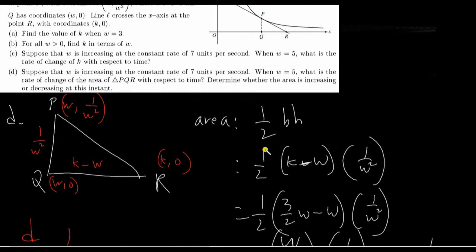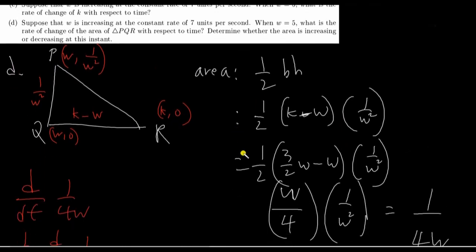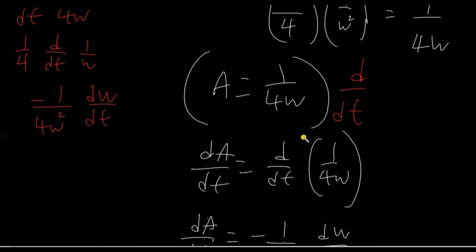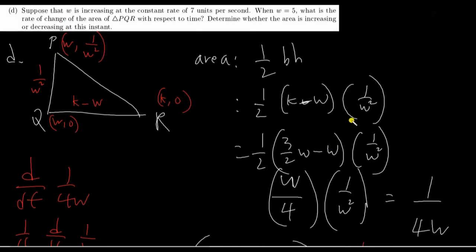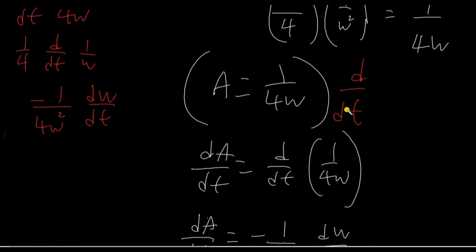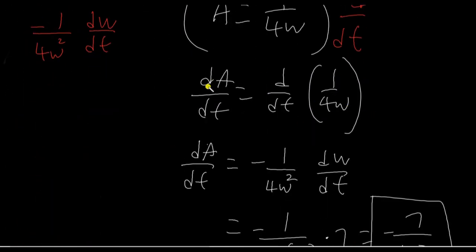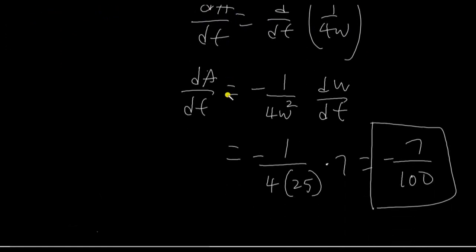Okay, and in terms of points, we'd have 1 point for this part here, where you're finding the area in terms of k's and w's and all that. You get another point for this derivative part down here. You get another point for correctly substituting in the values for w and dw/dt. And then you get a 4th point for correctly stating that the area is decreasing because dA/dt at w equals 5 is less than 0.